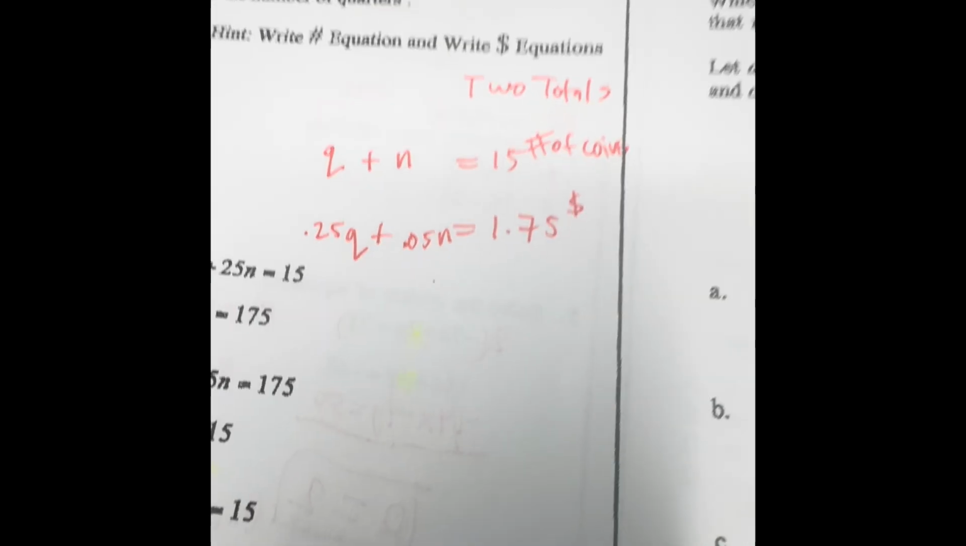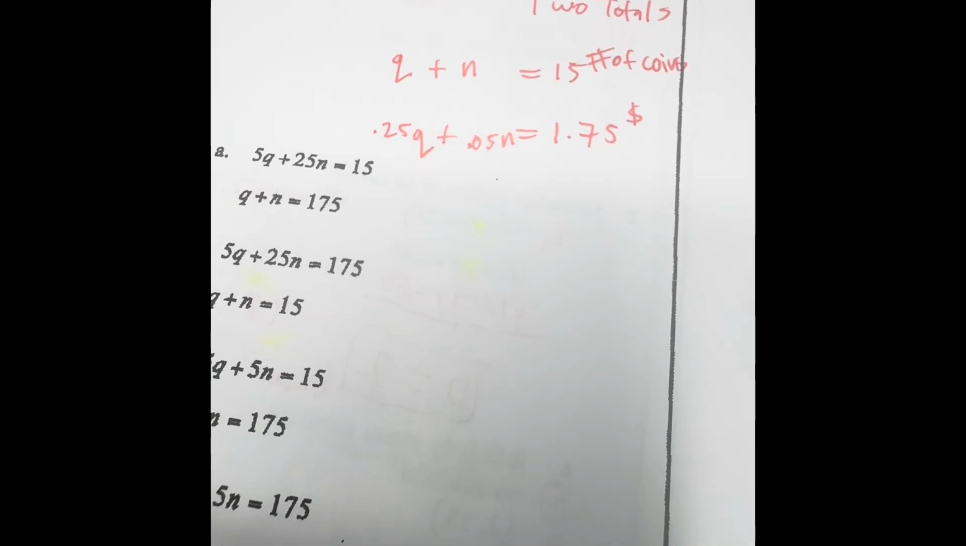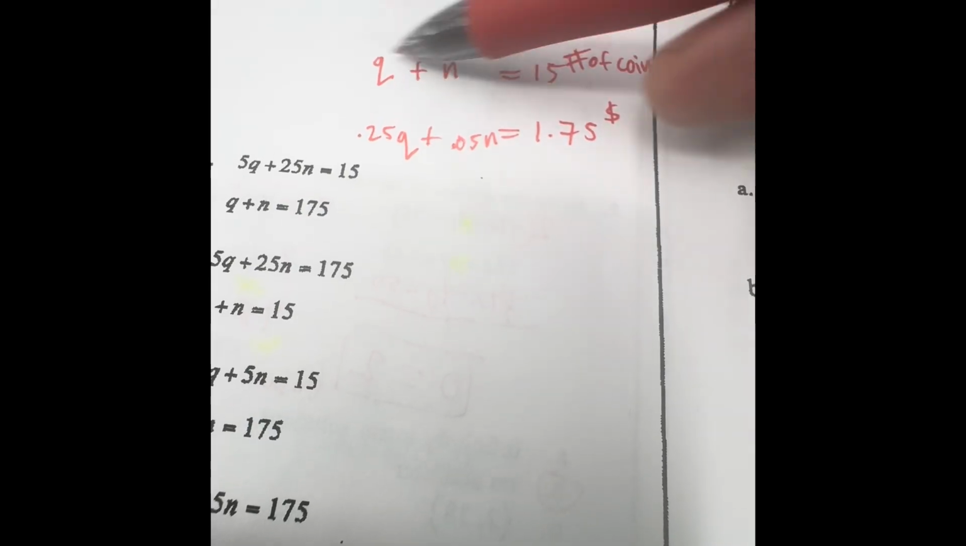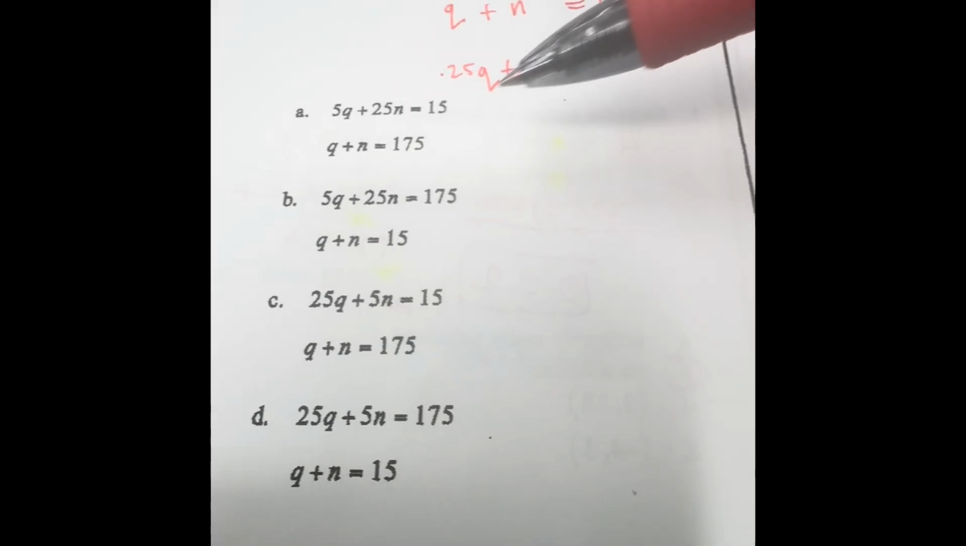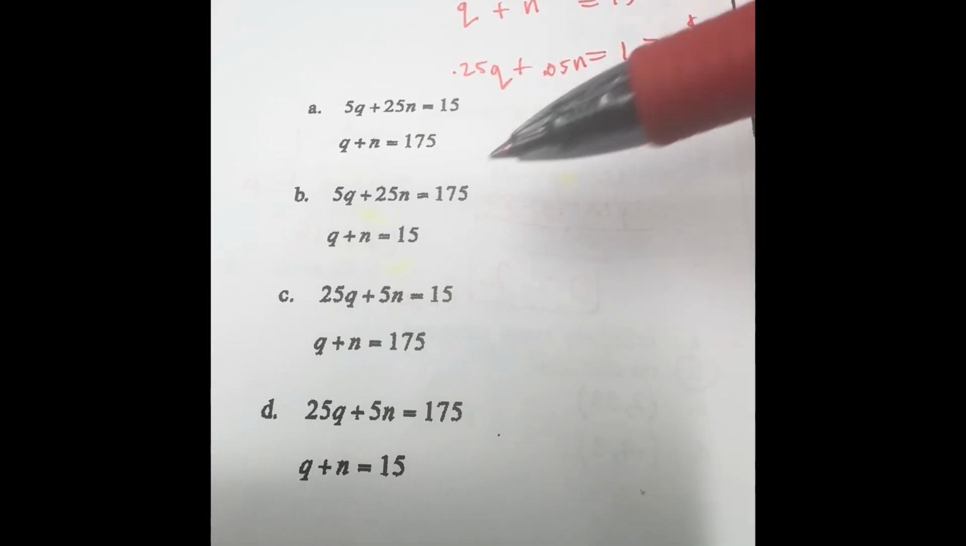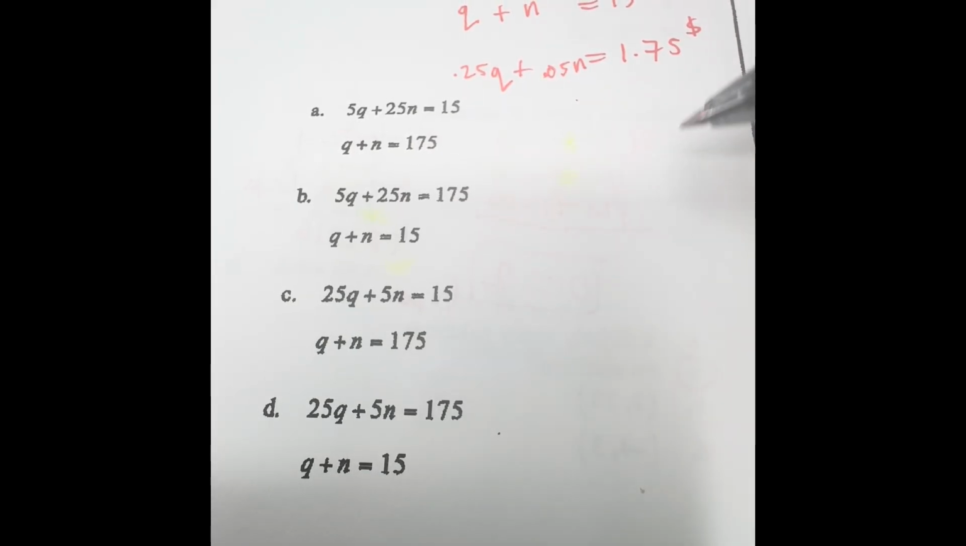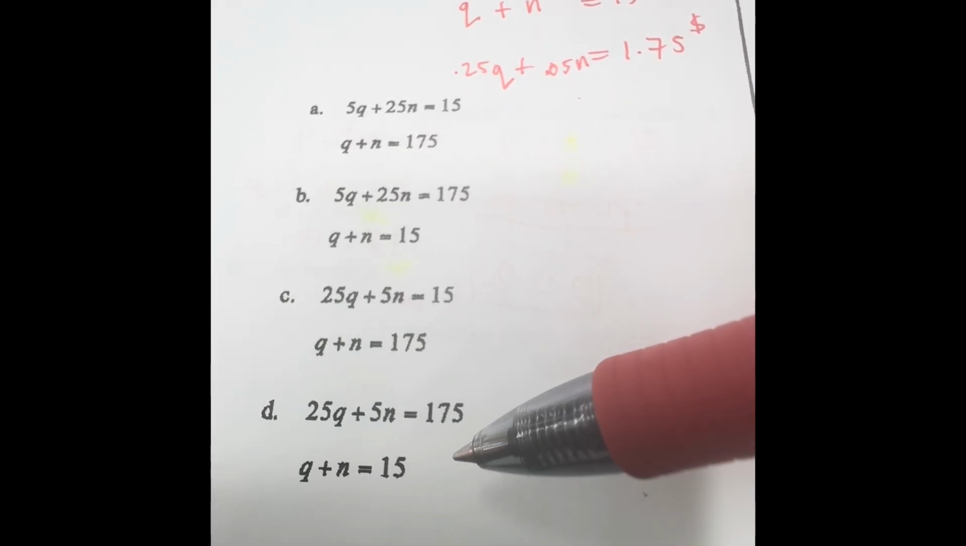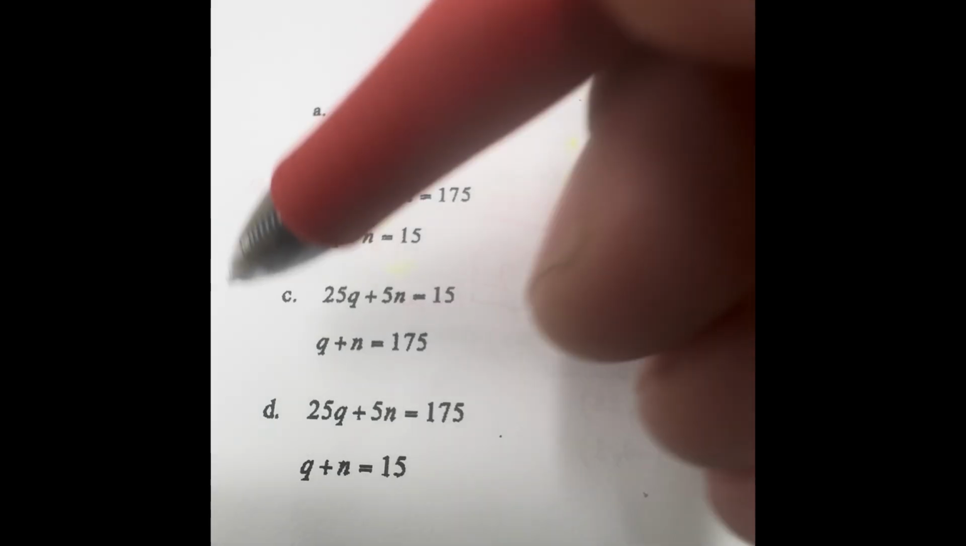And if you look, this is exactly what we're looking for. It's only asking us to set up a system. We have set up a system, 2 linear equations, and we're going to look for the one that matches. And it looks like D would be the correct choice.